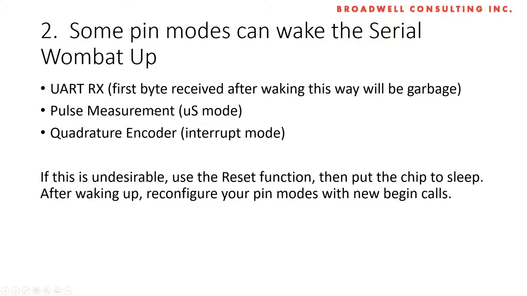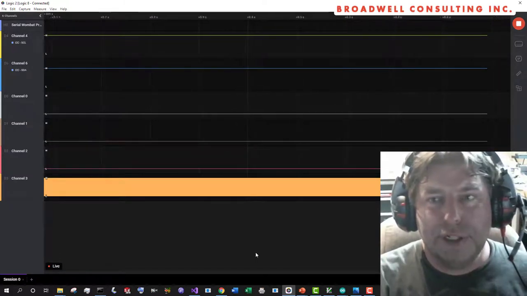So if you've got pulse measurement enabled, you'll want to turn that off through a reset. Also the quadrature encoder, if you're using interrupt mode for really fast transitions, those interrupts will wake up the Serial Wombat chip and it'll start consuming its full 3 milliamps worth of power. If you don't want this functionality, there's a reset command that you can call that will cause the Serial Wombat to go through a reset, and that will clear all of the pin modes and interrupts, then put the chip to sleep. After you wake up, reconfigure your chip with the pin modes that you were using prior to going to sleep. That's all we have today on power consumption reduction.